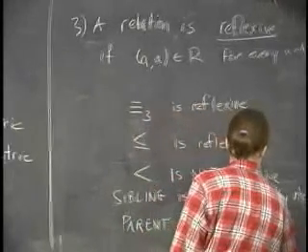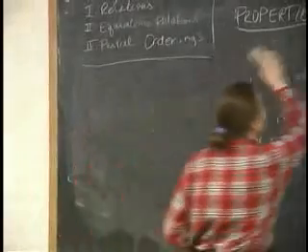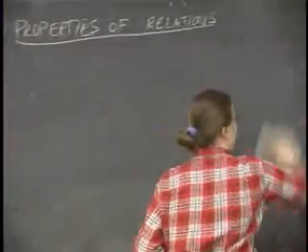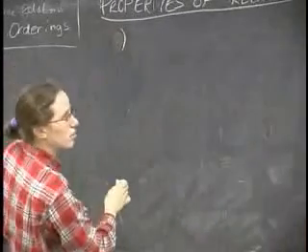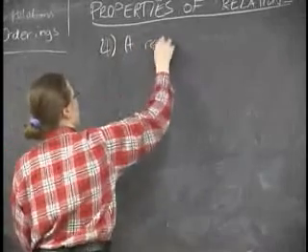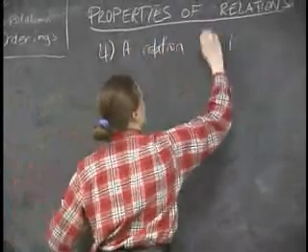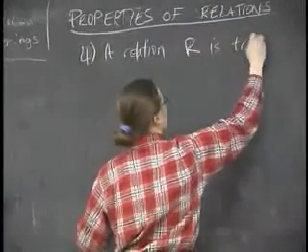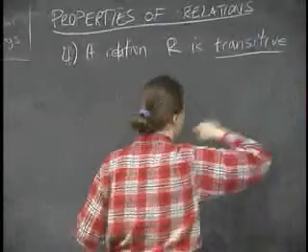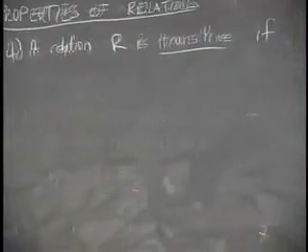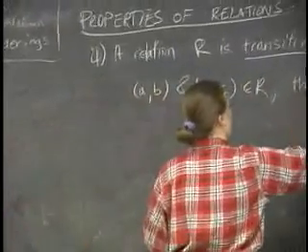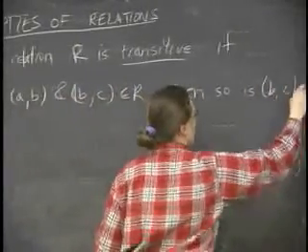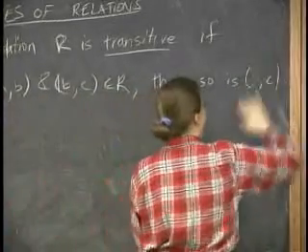The last property that a relation might have, and this is maybe the most important, well, maybe not, I don't know which is the most important, is transitivity. A relation R is transitive if, this is a little more complicated, if A, B and B, C are in the relation, then so is A, C. Good.